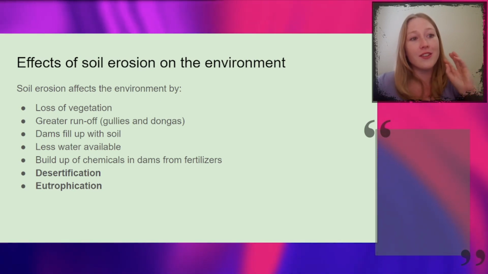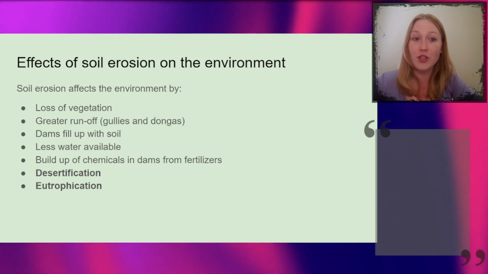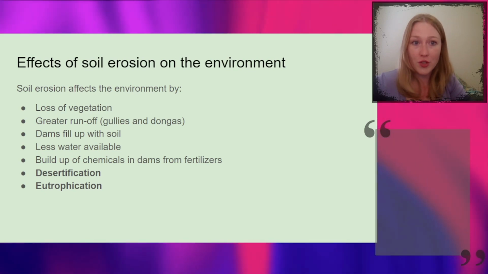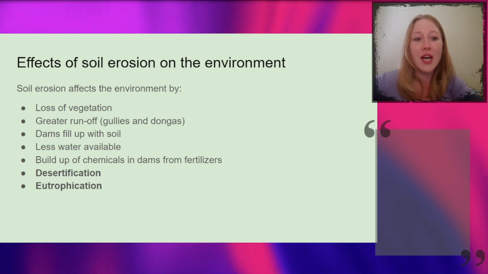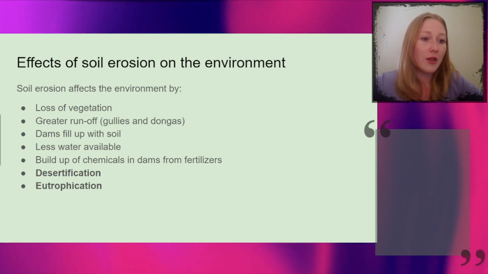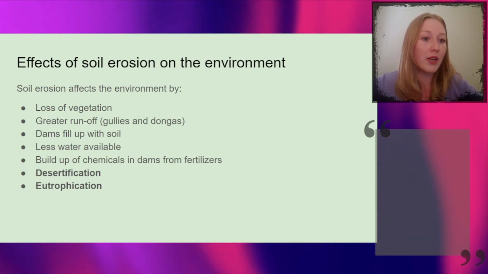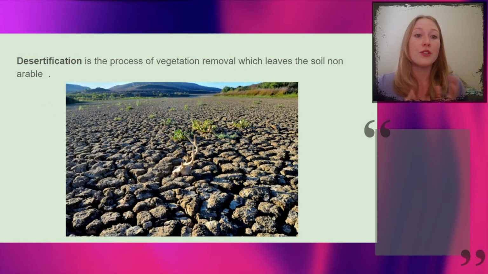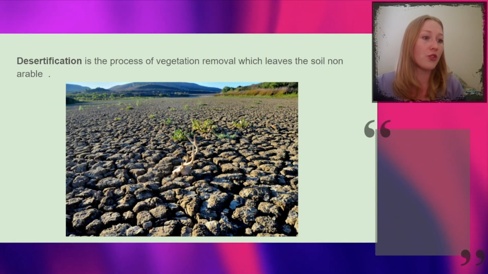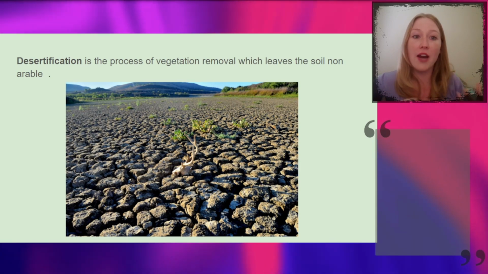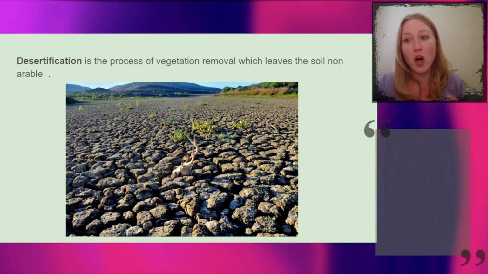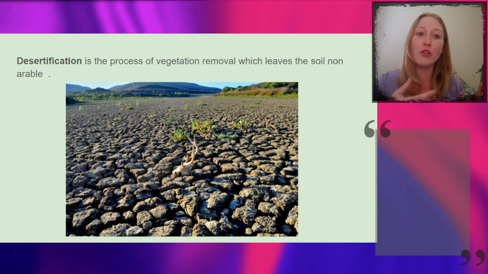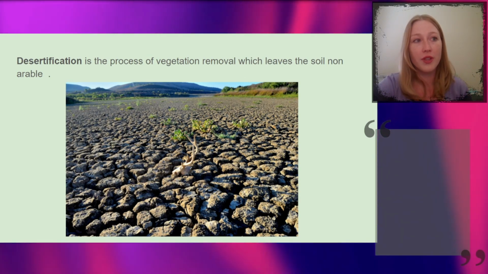So I've highlighted desertification and eutrophication as the two big consequences that we learn about in soil erosion, but we're not going to have time to really go into that one today. I'll probably make that a topic for one of our future videos. But just in a nutshell, desertification is basically when soil loses any of its arable properties. So you can't farm on it anymore. It's been so depleted and so exploited that it can't support any more vegetation growth.